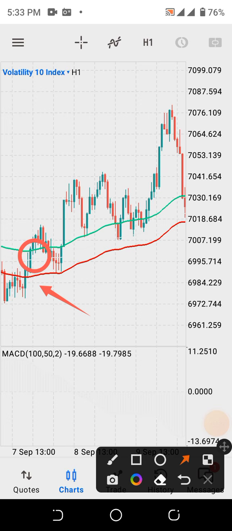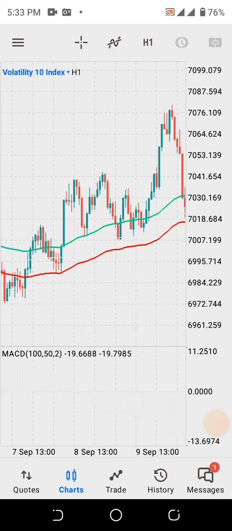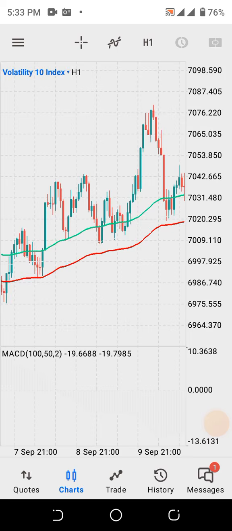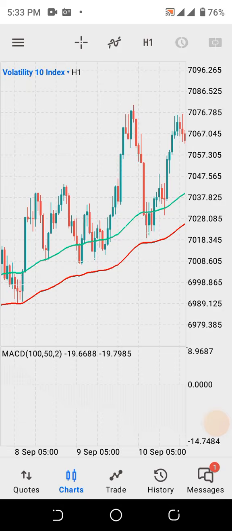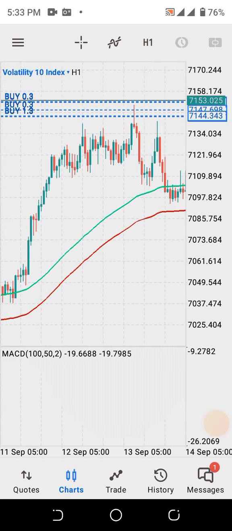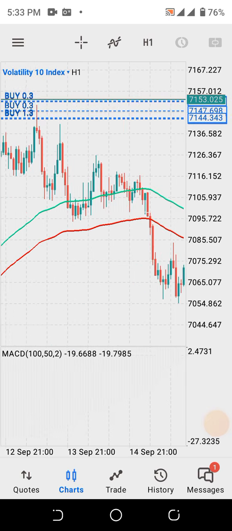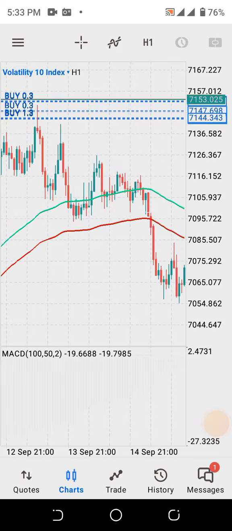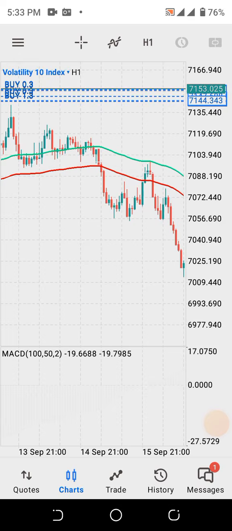All right, so on my screen now, this is a huge profit. Look at it. See the point of entry here, and you see the market is continually buying. This is a buy signal.